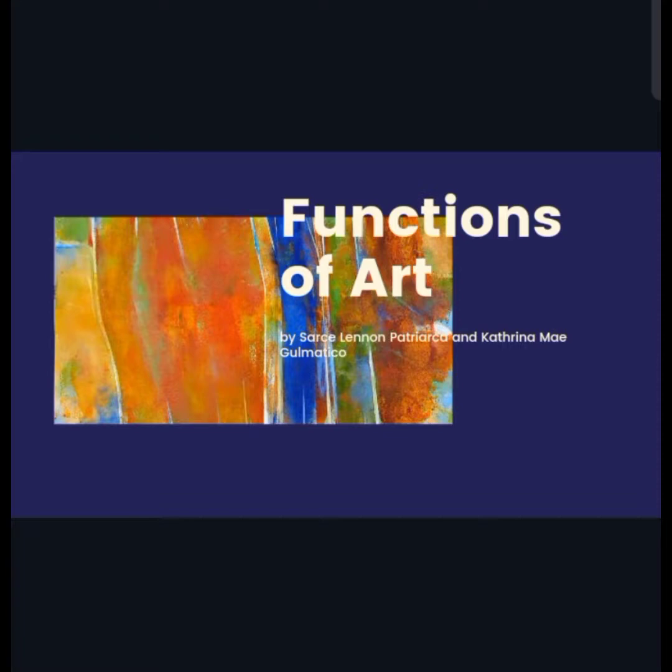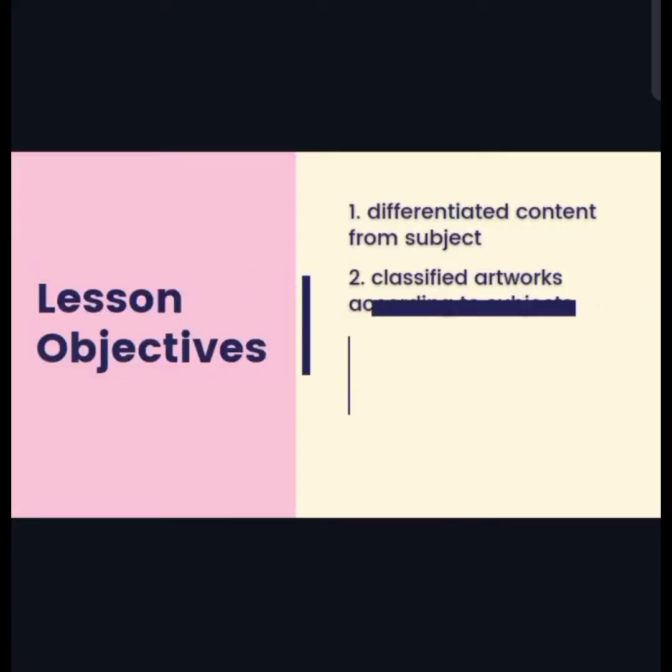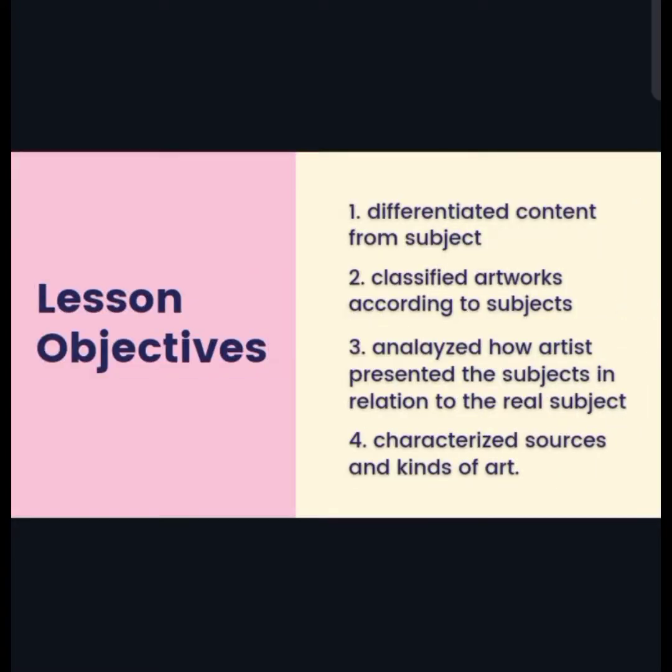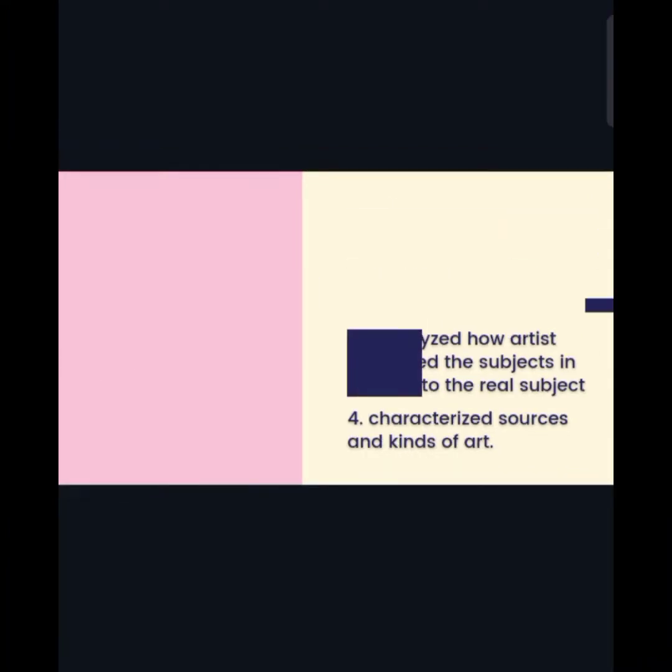We are going to report our next lesson, which is functions of art. At the end of this lesson, the students must have: number one, differentiated content from subject; number two, classified artworks according to subjects; number three, analyzed how artists presented the subjects in relation to the real subject; and number four, characterized sources and kinds of art.